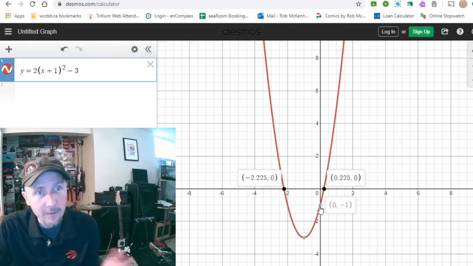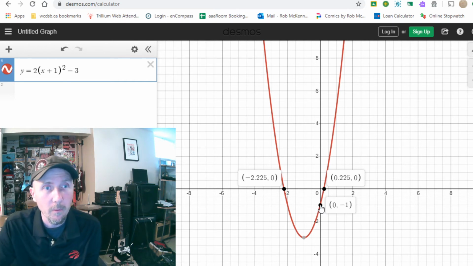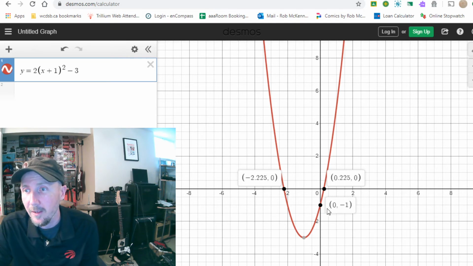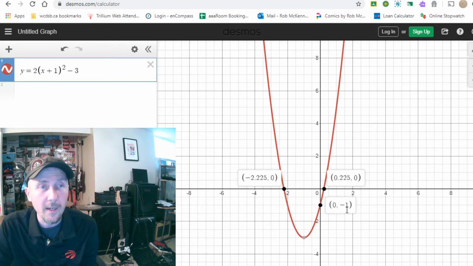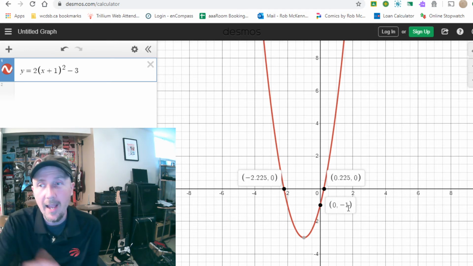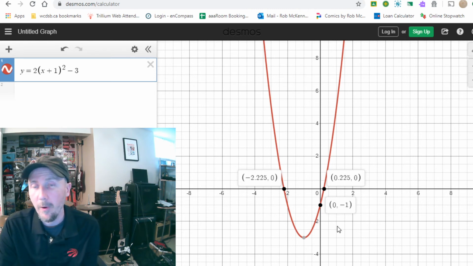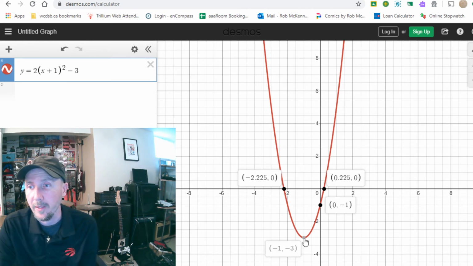Another key point, Desmos is nice because it knows what the key points are and it highlights them. So by clicking them, it shows me what the point information is. This is our y-axis. So this 0, minus 1 is my y-intercept. It intercepts that y-axis. There's my y-intercept, another important point.